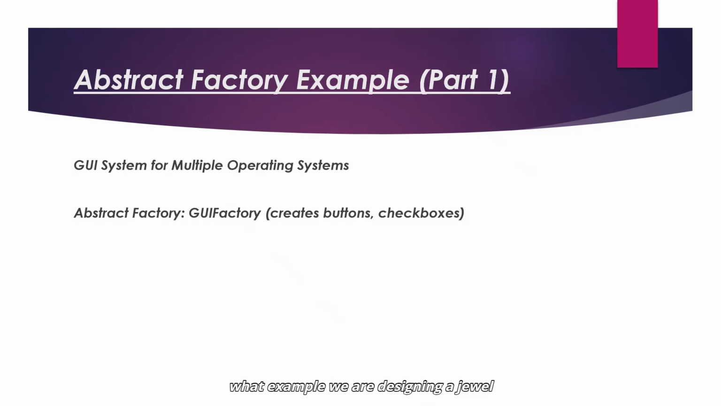In our example, we are designing a GUI system for multiple operating systems. The abstract factory, GUI factory, will define methods for creating buttons and checkboxes. These methods are not tied to any particular platform but ensure that the created components conform to the platform-specific design.